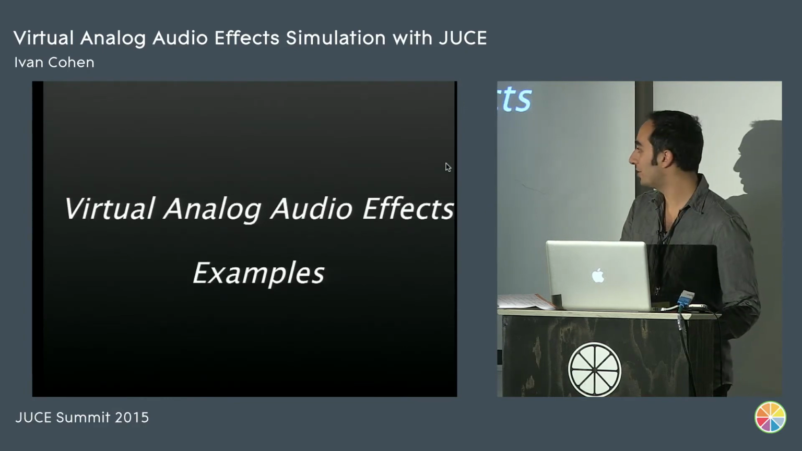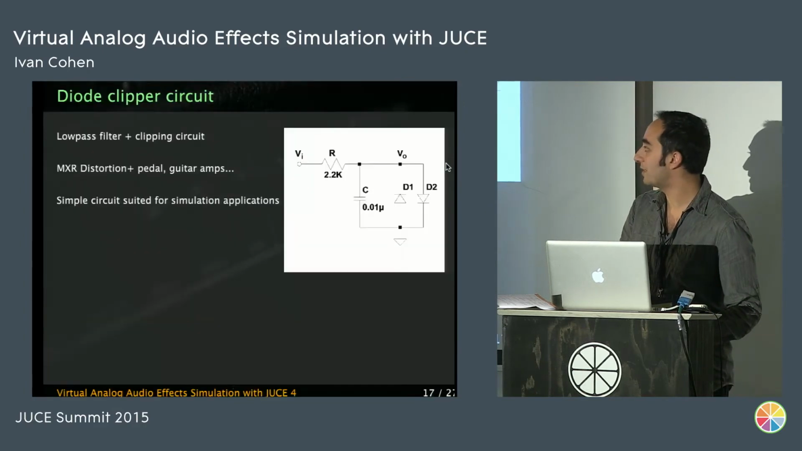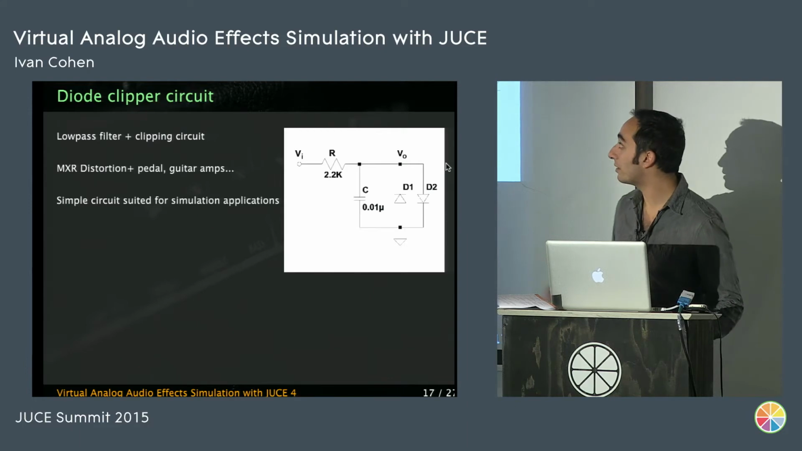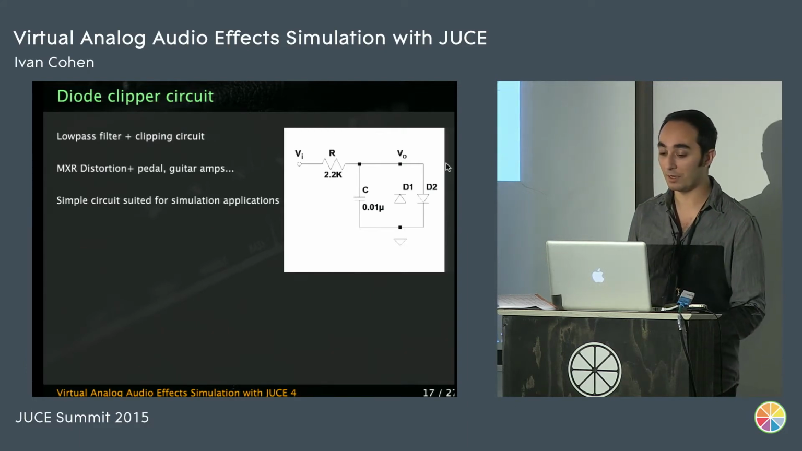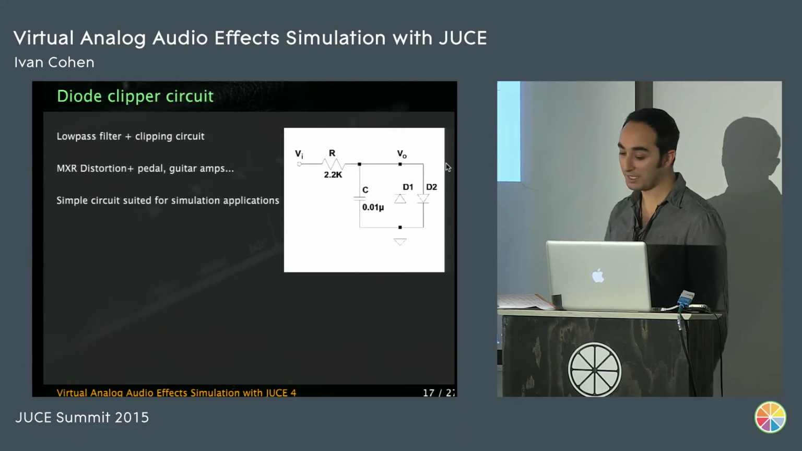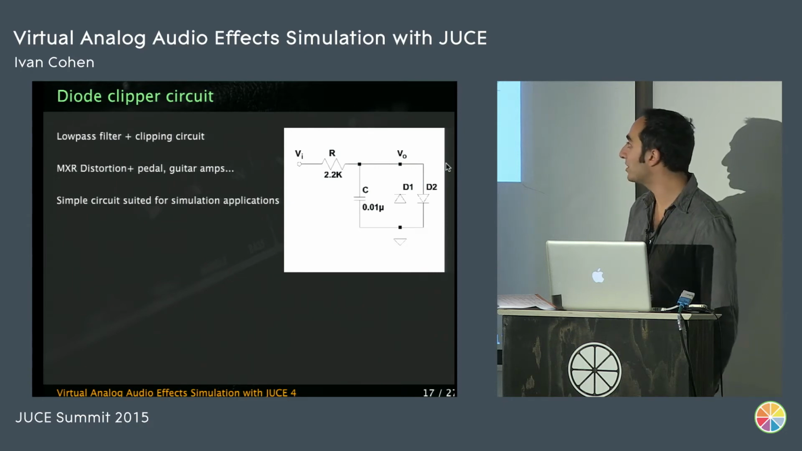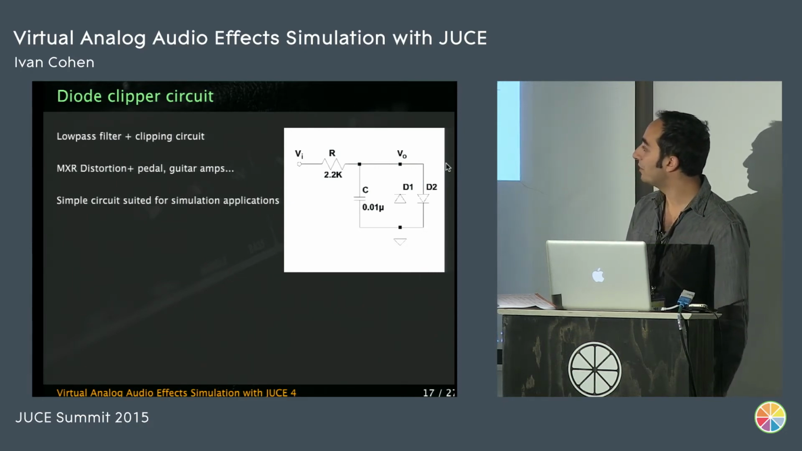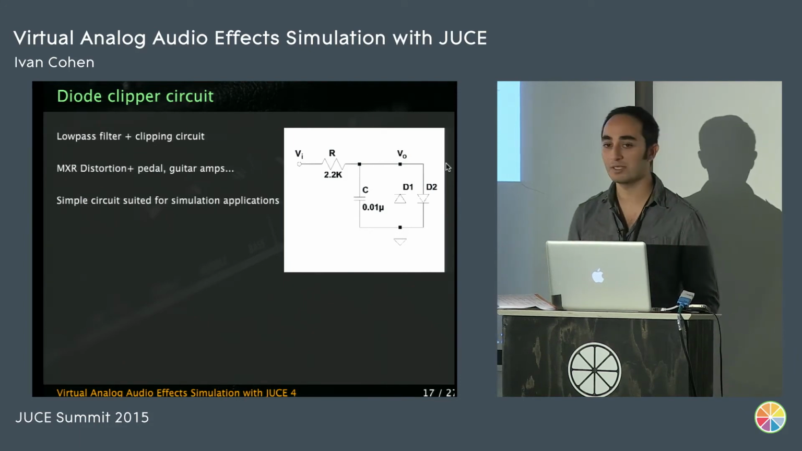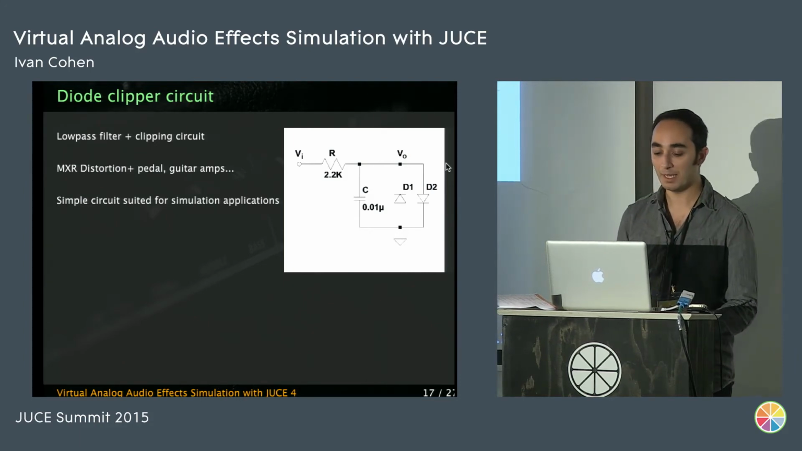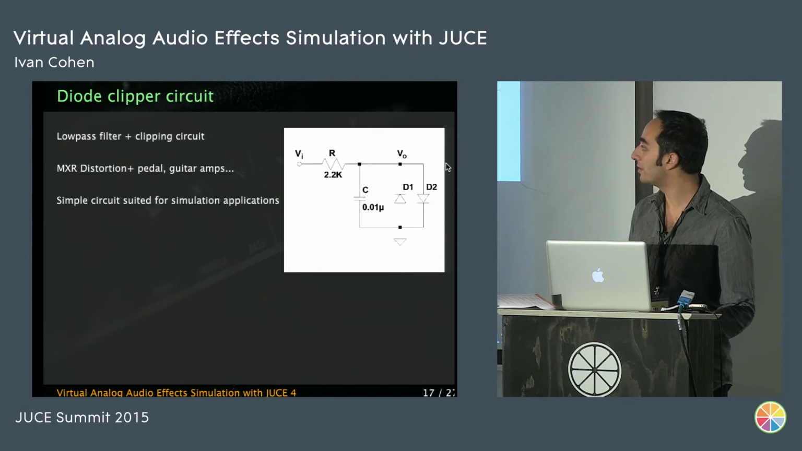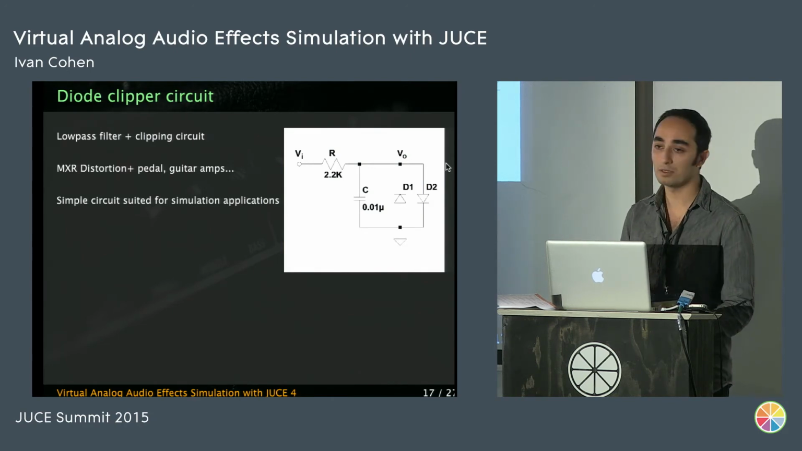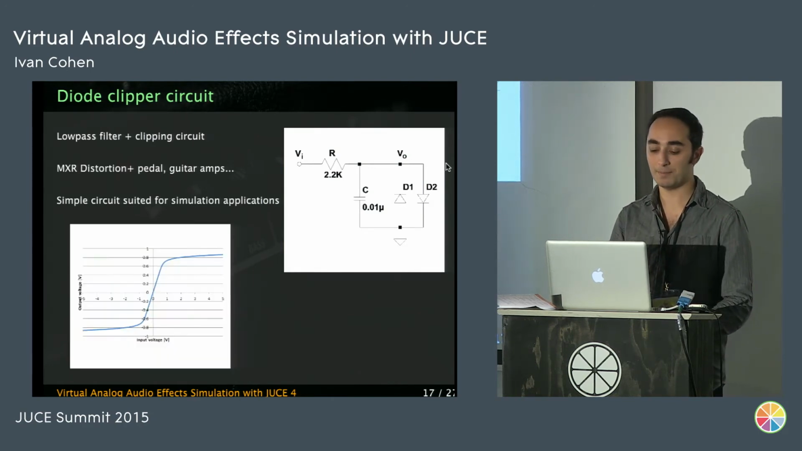So I'm going to show you an example of a circuit. This is a diode clipper with a low-pass filter. This is achieved with just one resistance, one capacitance, and two diodes. It's something you can find in the MXR Distortion Plus pedal, for example. And it's a simple circuit, so it's well suited, I think, for presenting how we do that.